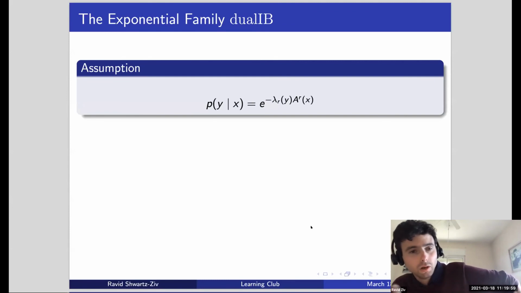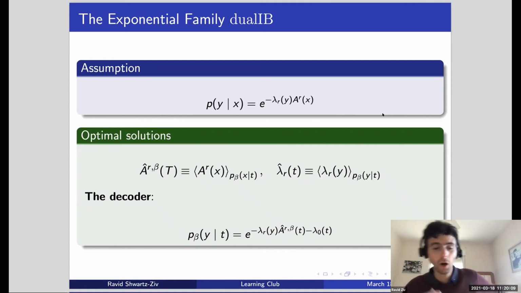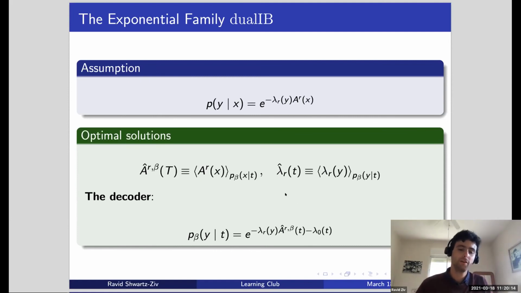Now let's look at how it looks if we assume that our data is from the exponential family. The optimal solutions are again from the exponential family. So the optimal solutions for the dual IB are from the exponential family, and we know what these solutions are.